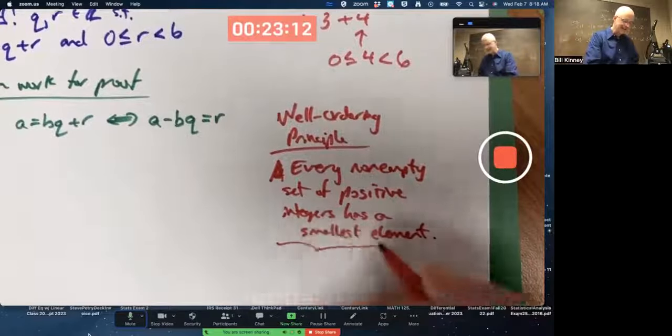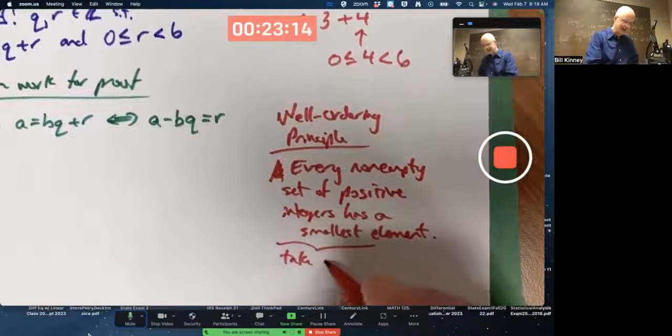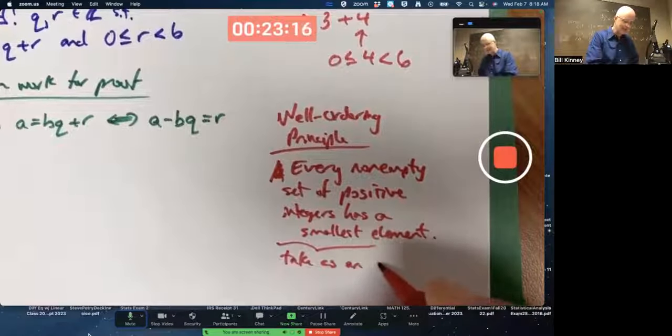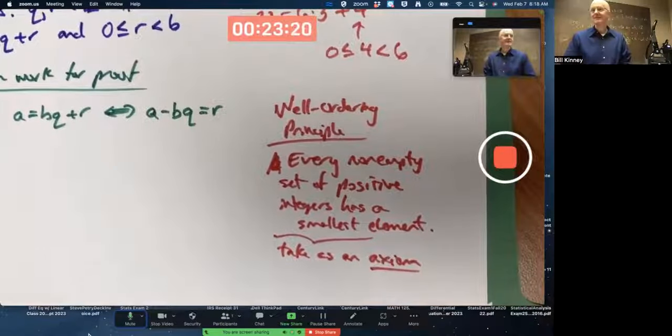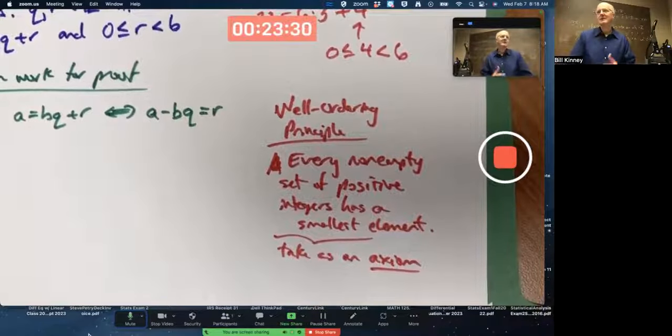We're taking this as an axiom. Does anybody know what that means? Yeah, something we assume to be true. We don't try to prove it. It's a pretty intuitive thing, seems very reasonable.